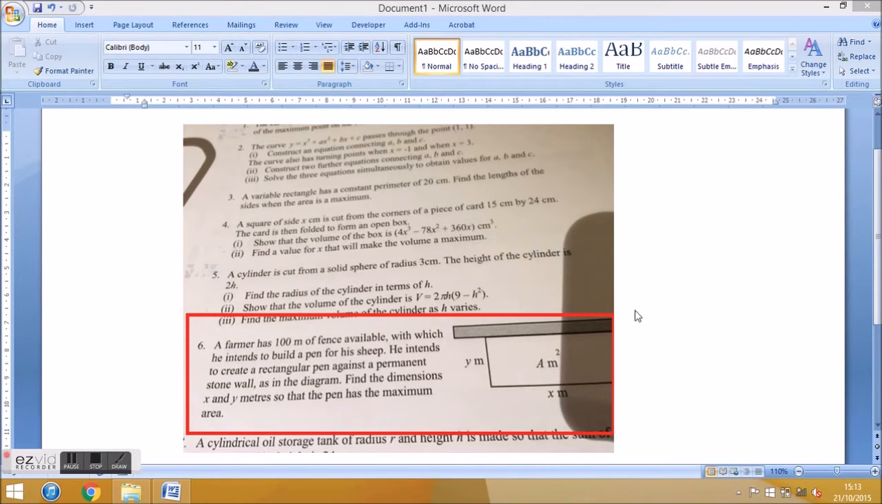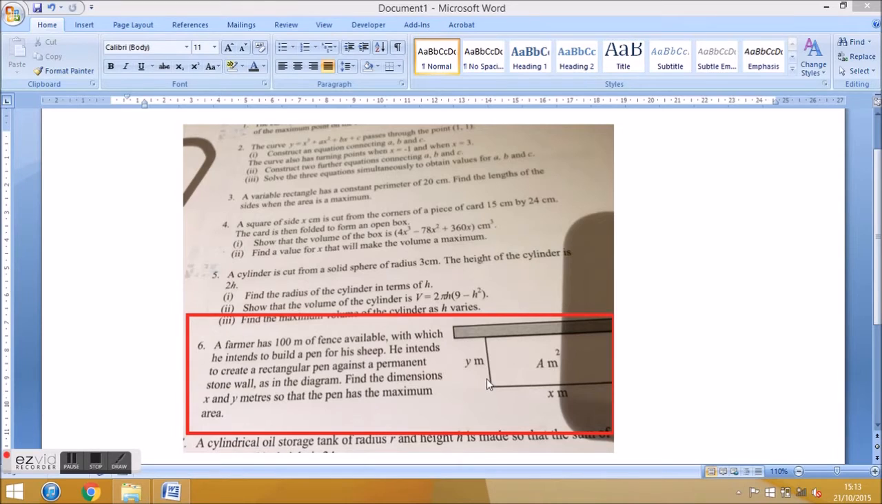The one I've highlighted, the one I've put a red box around, says: a farmer has 100 meters of fence available with which he intends to build a pen for his sheep. He intends to create a rectangular pen against a permanent stone wall. If you have a look over here, this is the stone wall, and we have a rectangular pen.